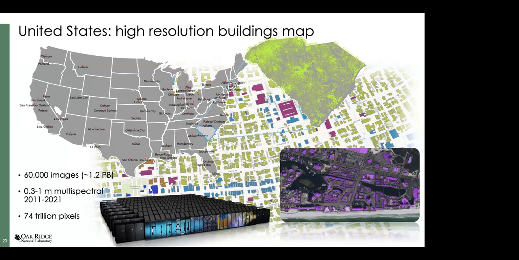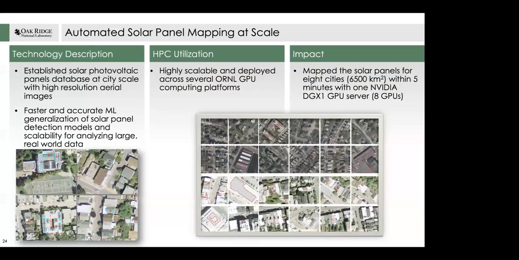But this was our first experiment in processing 74 trillion pixels, which is how much we had to process using these big machines. So, you're getting the hint, right? These machine learning models are good at object detection. So we helped the Department of Energy about 10 plus years back, developing an algorithm that detected solar panels.